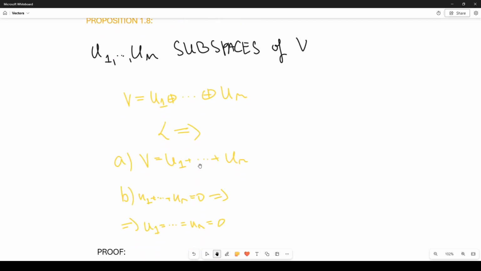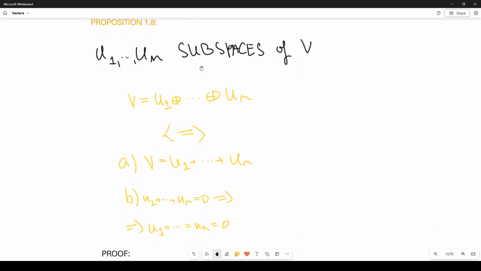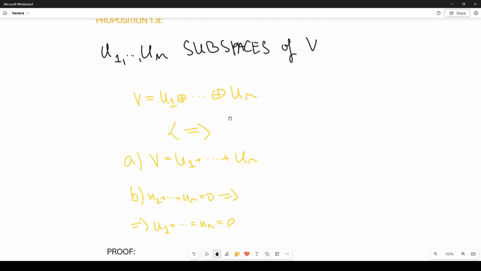So how to check whether some subspaces form a direct sum of V? Well, we have to check that V can be represented as just a regular old sum of the subspaces.